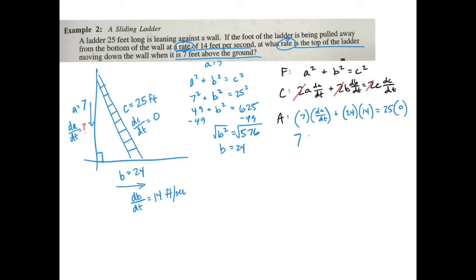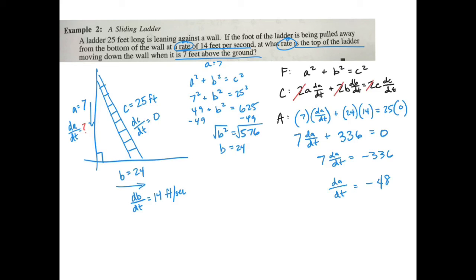Alrighty, so I got 7 dA dt plus 24 times 14. That is 336. Now I can solve it. 7 dA dt equals negative 336. Divide, and dA dt should equal negative 48.